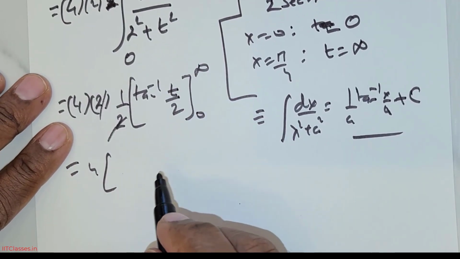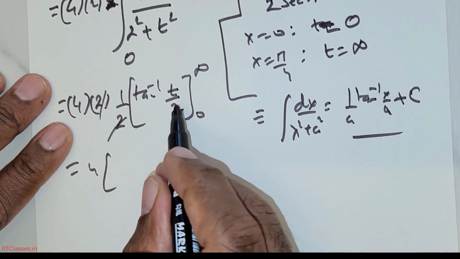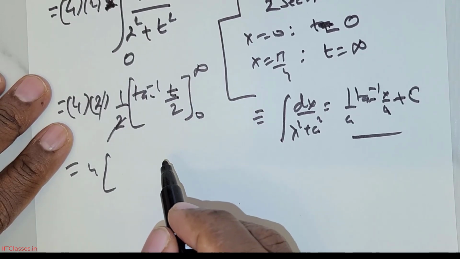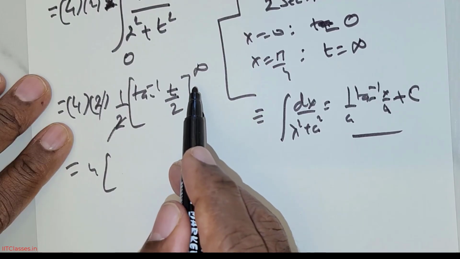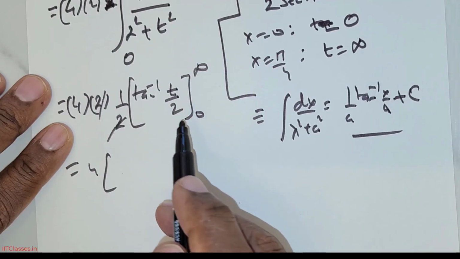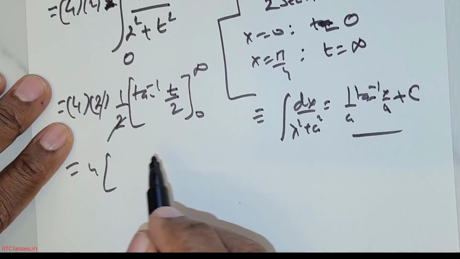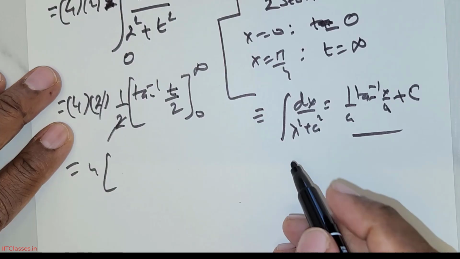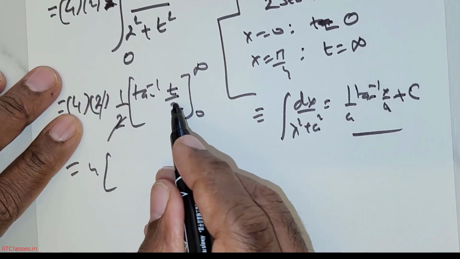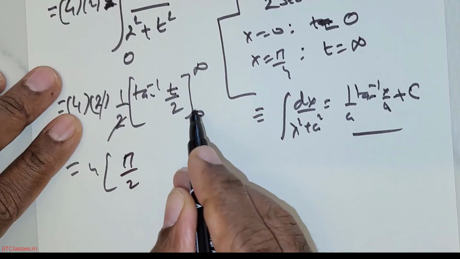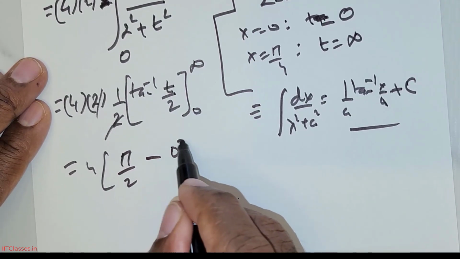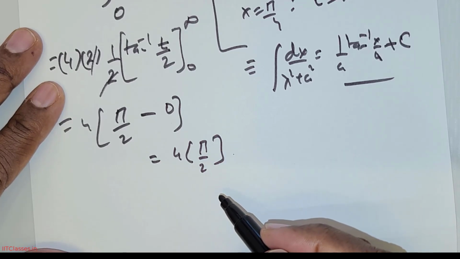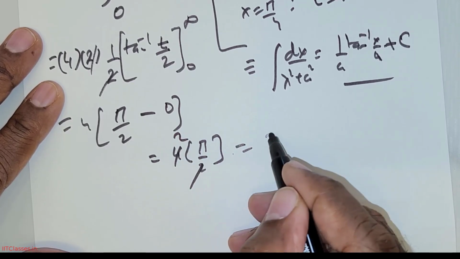Now you need to have the tan inverse of infinity. So if I were to substitute infinity here, that would give us pi over 2, isn't it? Because tan inverse of infinity is pi over 2. So this value will produce pi over 2 followed by 0. So I have 4 times pi over 2. So that means 2 divides here 2 times, so you have 2 pi.